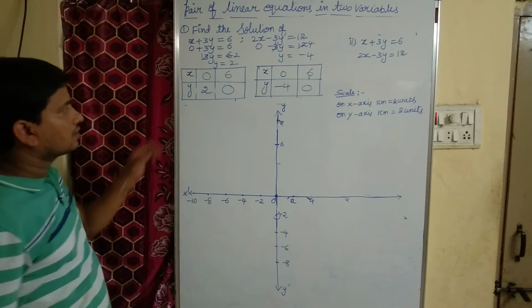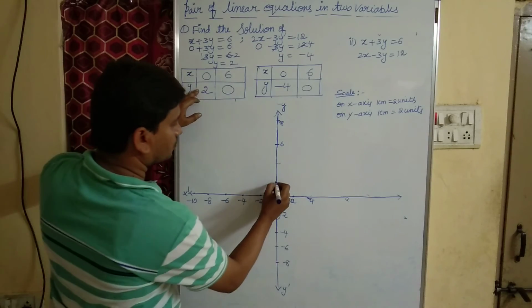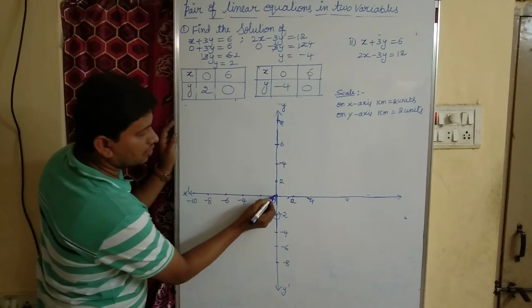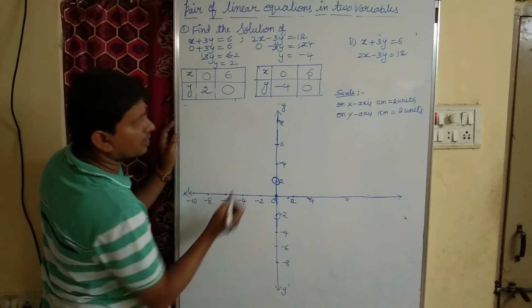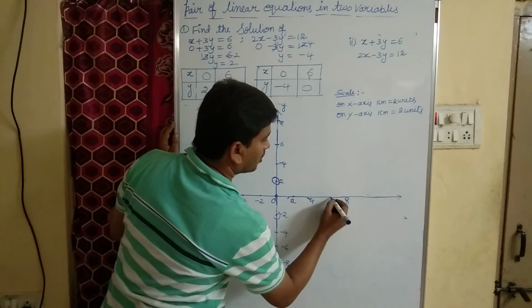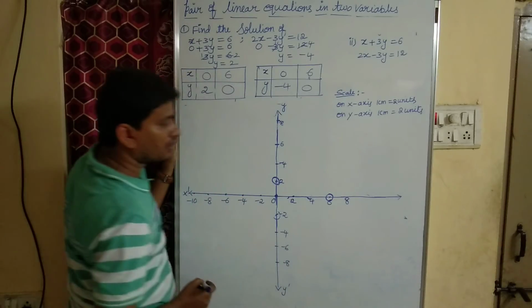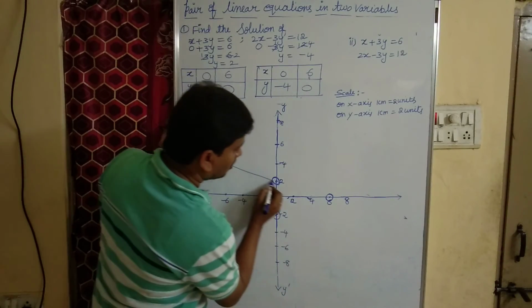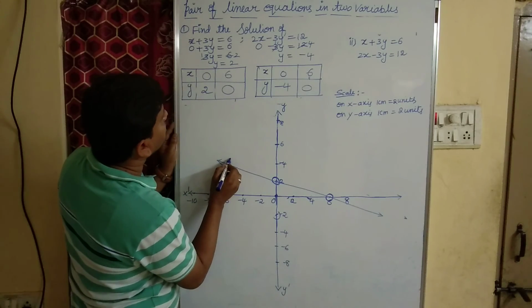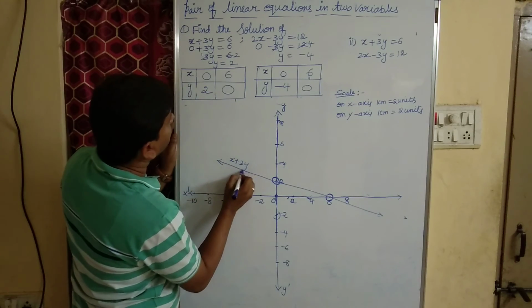Let us plot the points. (0, 2). On the x-axis 0, on the y-axis 2. This is (0, 2). And the next one is (6, 0). This is our (6, 0). Let us join. This is our equation x + 3y = 6.